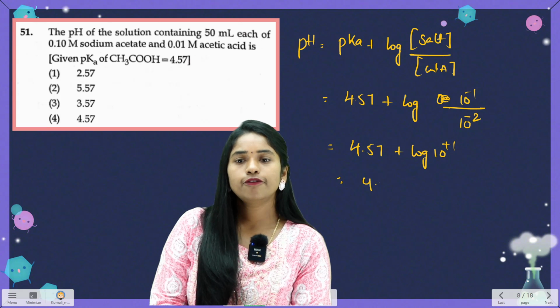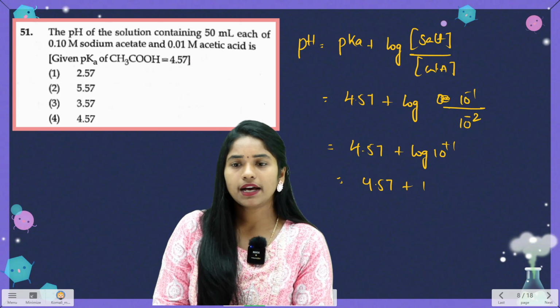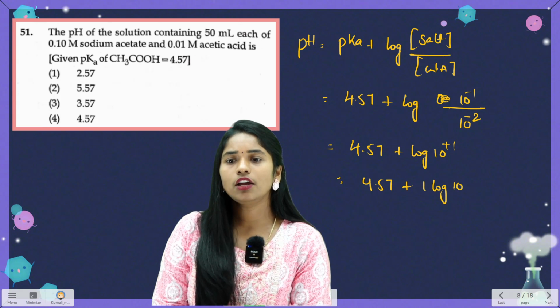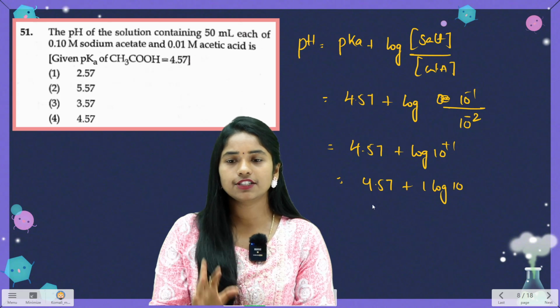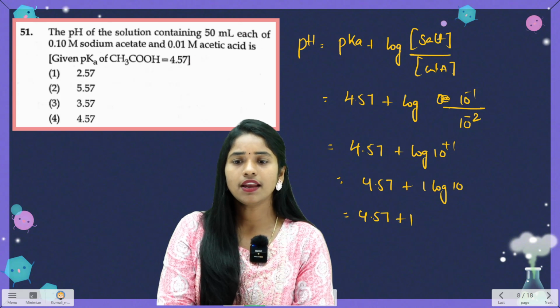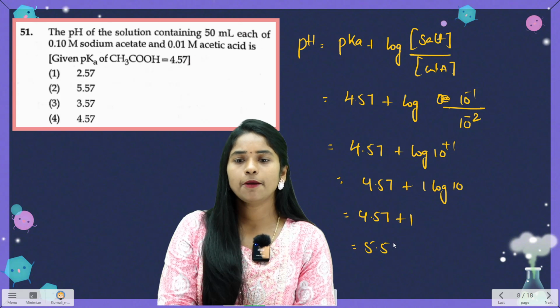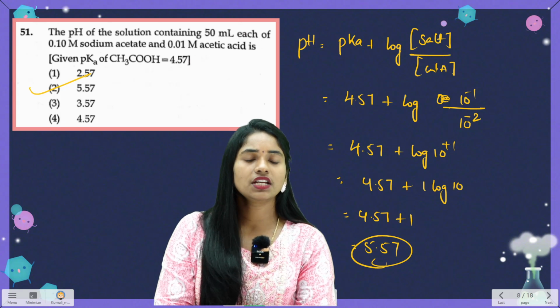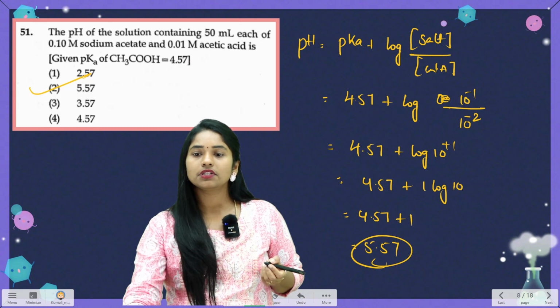So it is 4.57 plus log of 10 to the power of 1, which is 10. Here log 10 is 1. 4.57 plus 1, that is how much? 5.57. Which option is the correct answer? Option 2 is the correct answer.